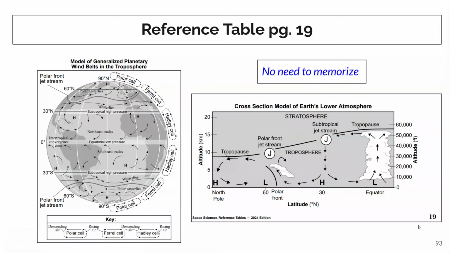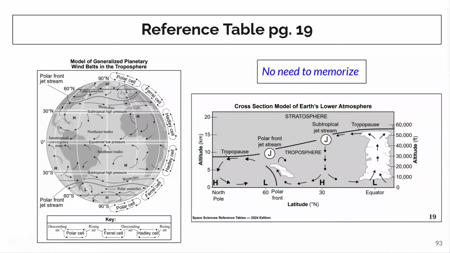Now, on page 19, it's also showing you where the jet streams are. So between the equator and the 30-degree north latitude, right between the Ferrel and Hadley cell, we're getting the subtropical jet stream, and closer to the 60-degree north latitude, we're getting the polar front jet stream, which is a little lower in elevation between the Ferrel and the polar cell.